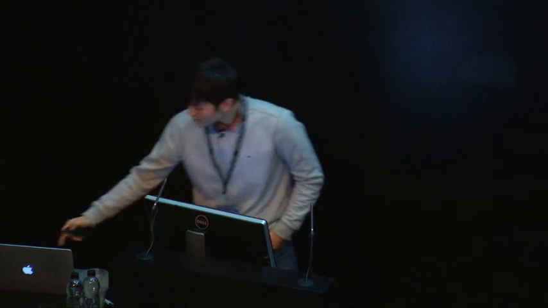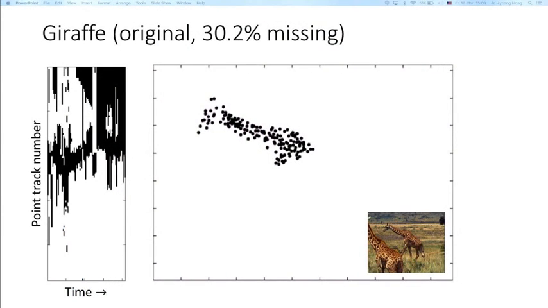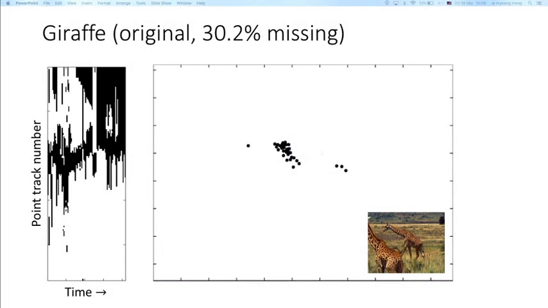So basically, we have this original giraffe sequence, and this matrix is the W matrix. Each row corresponds to each point in this video. And over time, you see that they go either black or white. So the black bits means that it's missing, and the white bits means that it's filled. So this means that, for example, this point has been invisible, and then becomes visible, and then invisible, and visible again. So we have this video of this giraffe, and some parts of it is quite occluded, and we have 30% missing.